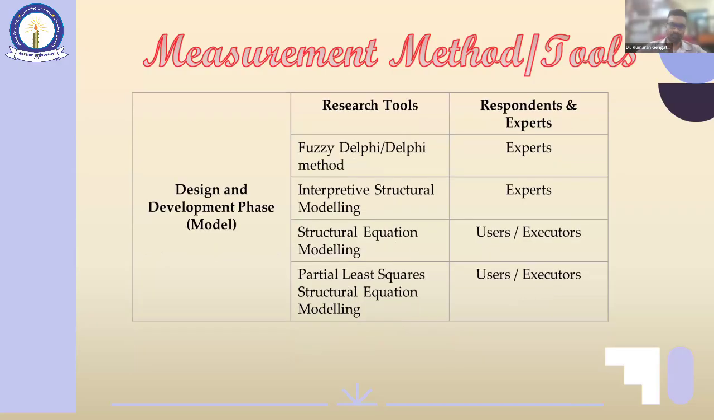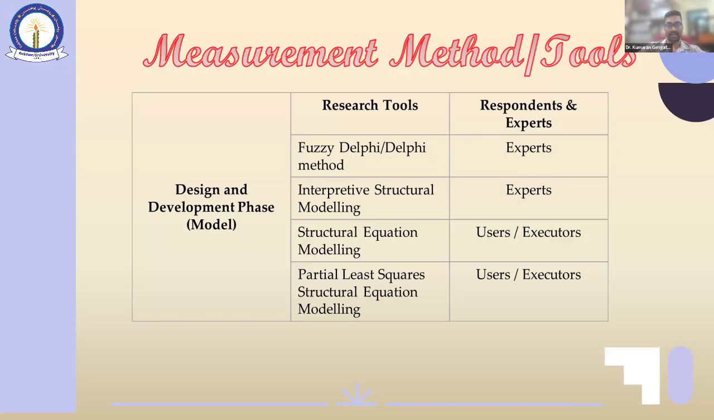Okay. When we see the design and development phase for models, not the module, models. We're talking about module and model only today. Okay, first we talk about the type 2 model. We can use Fuji Delphi or Delphi method, depending on the time which we have. Fuji Delphi is much easier, much faster than the Delphi method, which takes a few rounds to finish. And its respondents are experts.